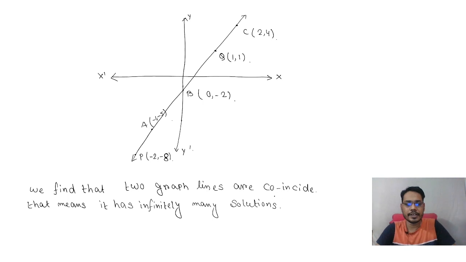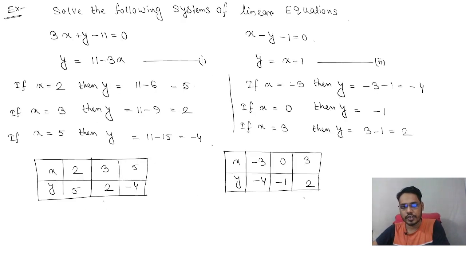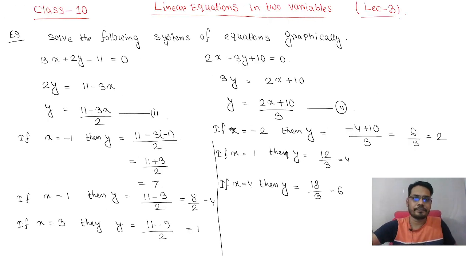As it has infinitely many solutions, if you join these 3 and 3 6 points, you will get the same line, or the two lines will coincide. That means it has infinitely many solutions. So now coming to the revision. First, if there is one intersecting point or only one solution, and this kind of question comes, you have to solve the following problems graphically.